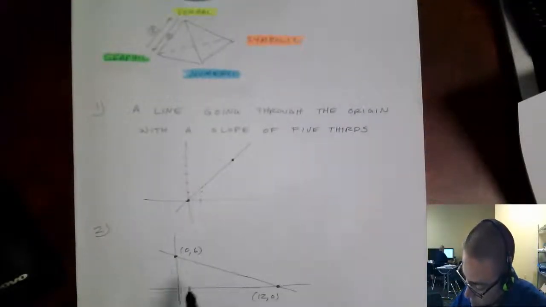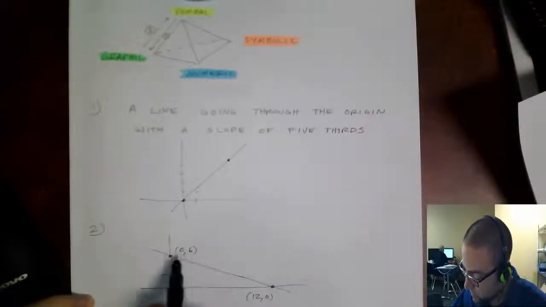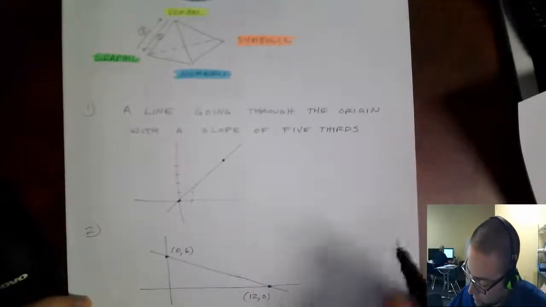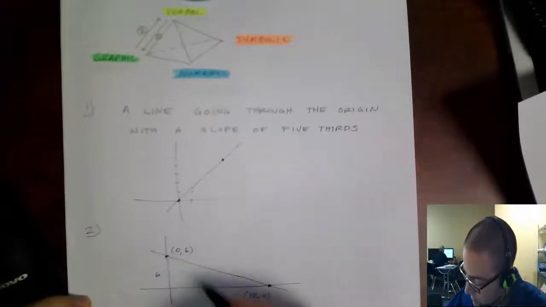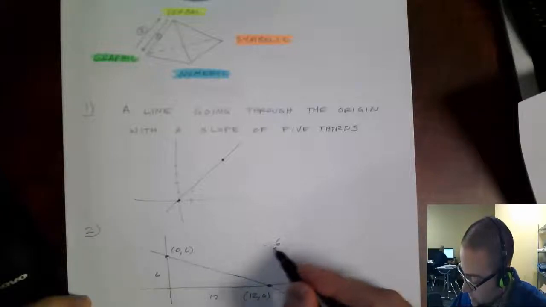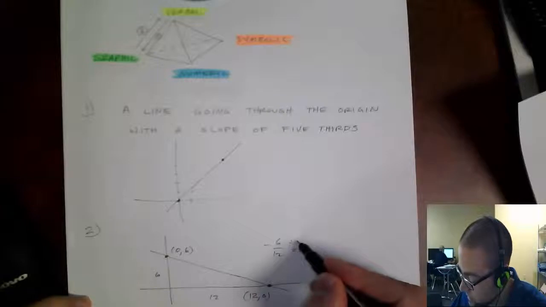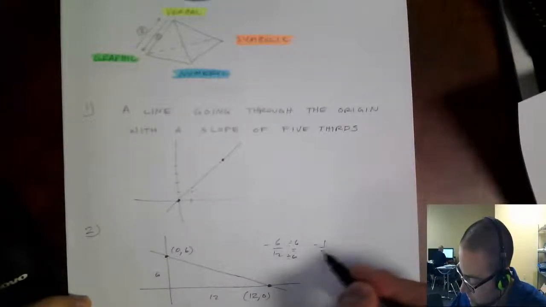Okay, next, take a graph and go to a verbal description. So what we have here is 2 points. It's going through 0, 6 and 12, 0. So that means it has a slope going down 6 over 12. So down 6 over 12. And that would be negative 6 over 12. Or if you want to divide the top and bottom by 6, we could simplify it to be negative 1/2.